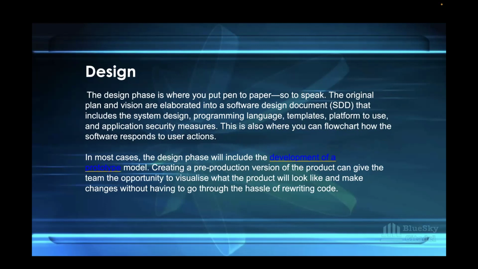So yeah, creating a pre-production version of the product can give the team the opportunity to visualize what the product will look like and make changes without having to go through the hassle of rewriting the code. So this bit, the developer will then create a detailed software design specification, which will include an architectural design or data model, as it says in there, or the interface design. So this is the process where you kind of visualize how you want it to look.